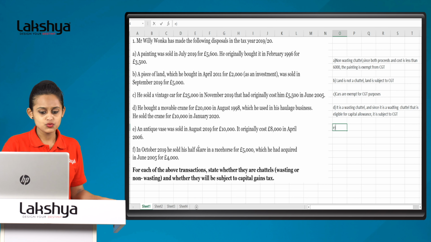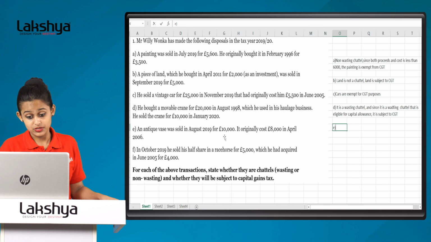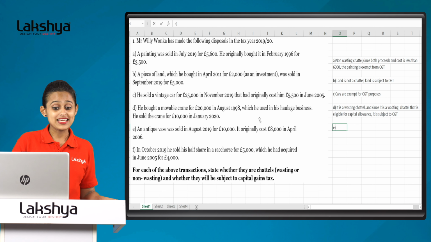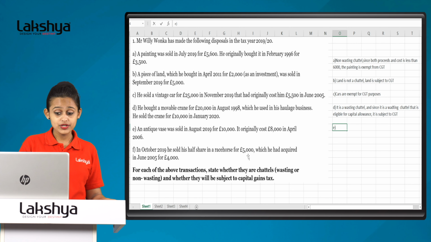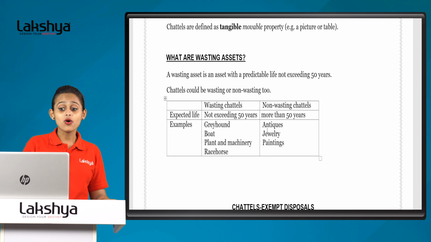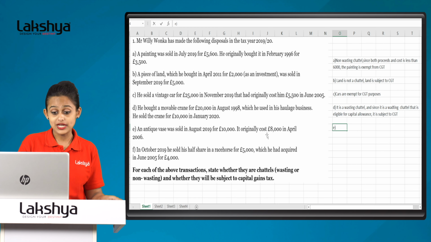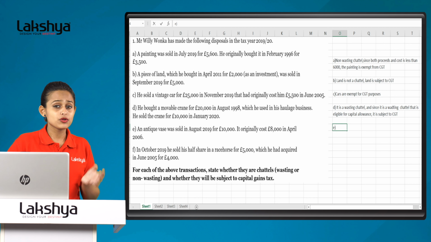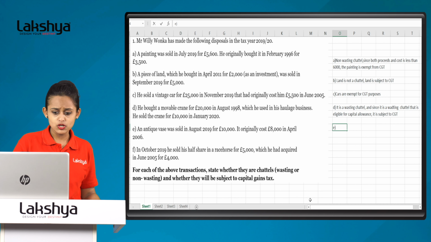Okay. So, the vase was sold for 10,000 and it cost 8,000. Correct? So, is this a chattel or a non-wasting chattel? What do you think? All antiques are non-wasting chattel. Therefore, this is a non-wasting chattel. Now, for non-wasting chattel, we know the 6,000 rule applies. Is this case 1, case 2 or case 3? Let us take a look.